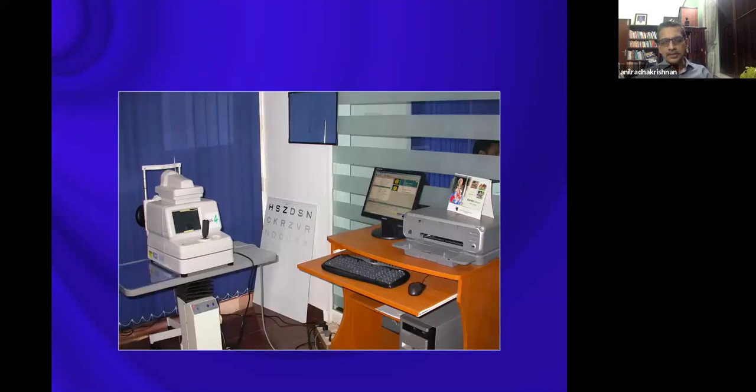This is a basic TMS-4 machine in which you have a topography system here, which is connected to a computer, and you can see the output on the display screen, and you can take a printout of that also.